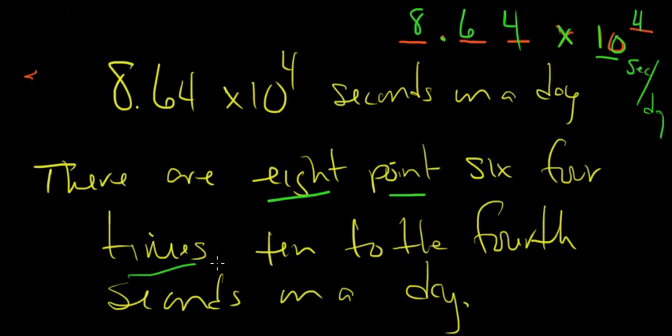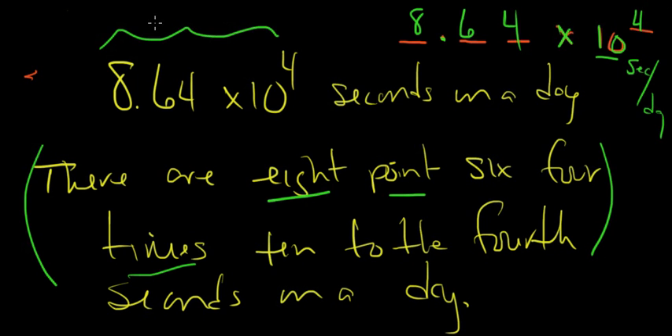Does that make sense? All the information we need is right here. We're just reading it and then putting it in. And once again, this is the scientific notation right here: 8.64 times 10 to the 4th.